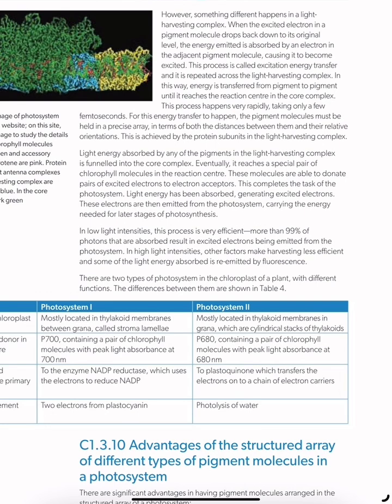So when they reach the core complex, it reaches a special pair of chlorophyll molecules in the reaction center. These molecules are able to donate pairs of excited electrons to electron acceptors, which in this case is oxygen. So basically, first, light energy is absorbed, which generates excited electrons, and then these electrons are emitted from the photosystem, carrying the energy needed for later stages of photosynthesis.